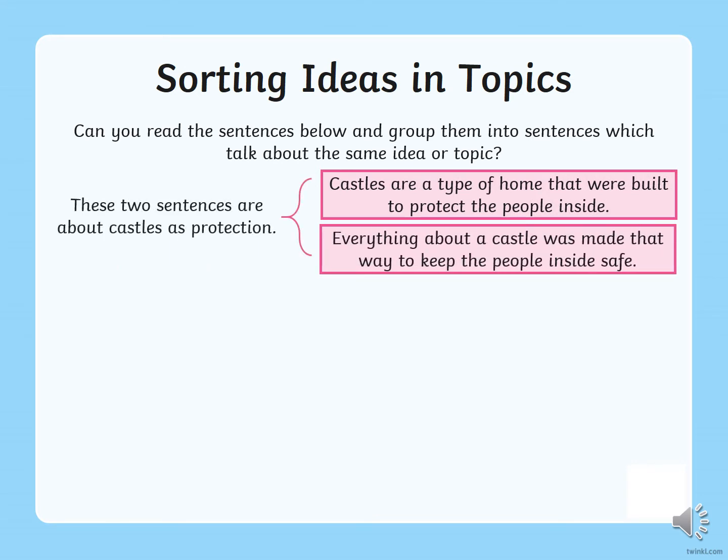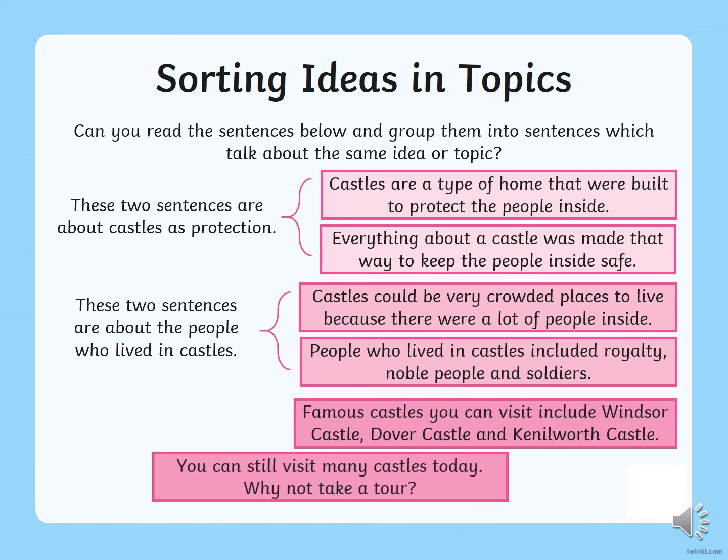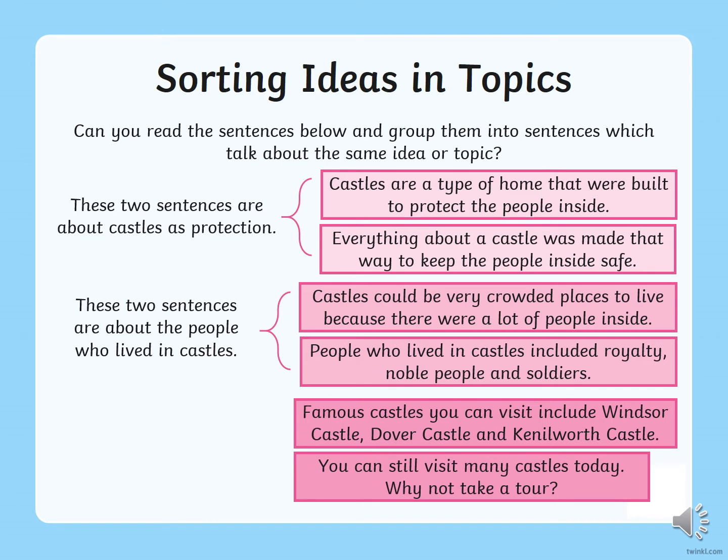So the first couple of sentences are grouped together because they're talking about castles being used as protection. The next couple of sentences are grouped together because they're talking about the people who lived in castles. And the final couple of sentences are grouped together because they're talking about castles that you can visit. So there we would have 3 different paragraphs.